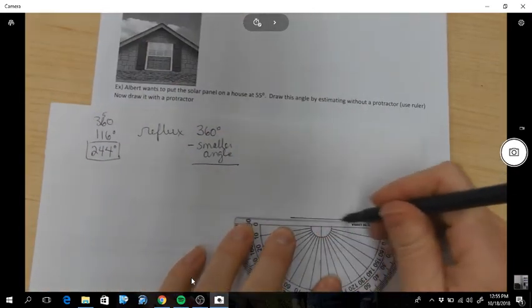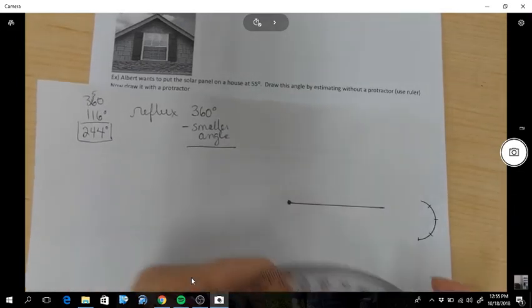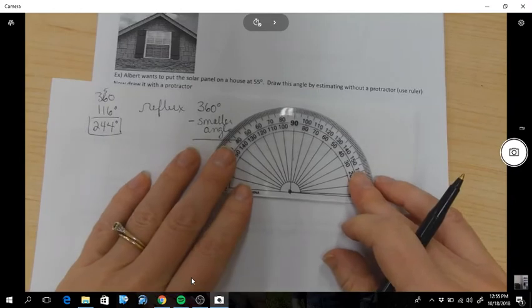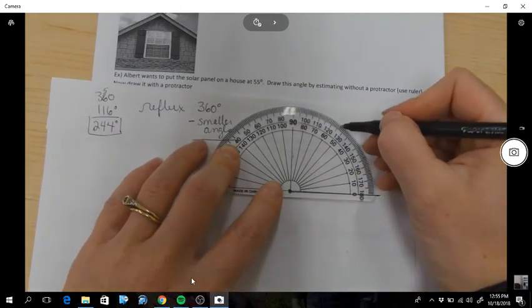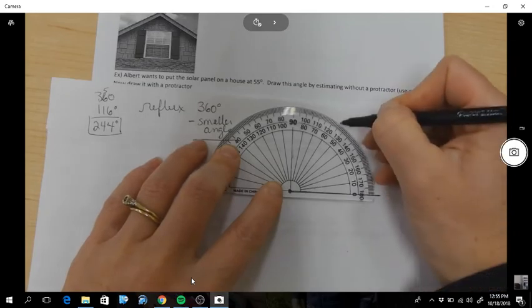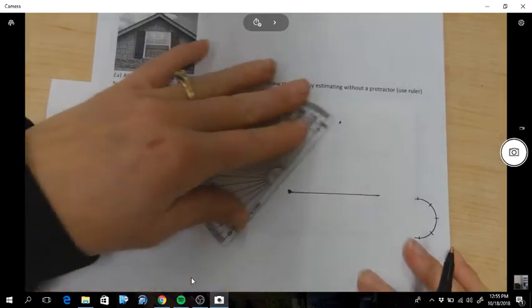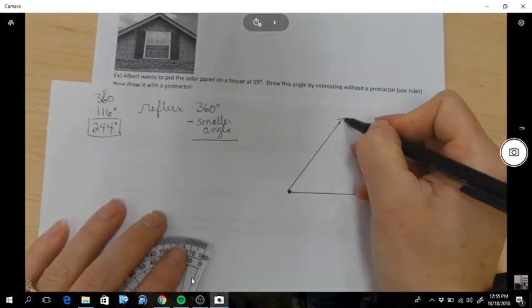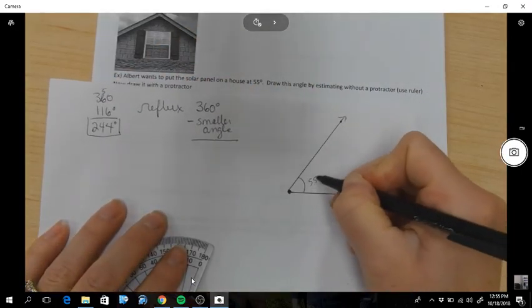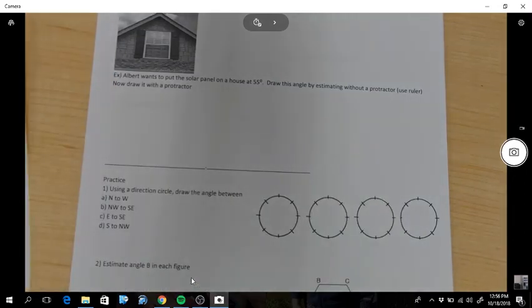You draw a line with a point, okay? Now you put that T right on that point, make sure that line is flat. You go to 55, and so that's right here. You make a little tick mark, okay? Then when you move away, you connect those 2 points, and this is an angle of 55 degrees. Okay, that's number 2. You can start practicing your angles.